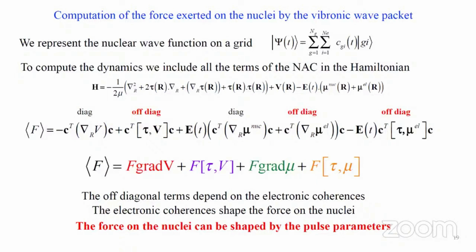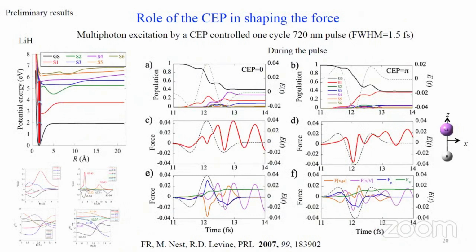And you see that all the terms, except actually the gradient term, will depend on electronic coherence. They will be off diagonal in the electronic index. And so here we show how we can shape the force by controlling the CEP of a one-cycle IR pulse.